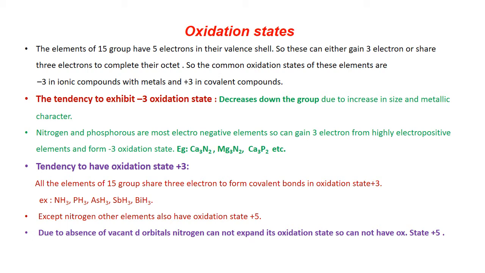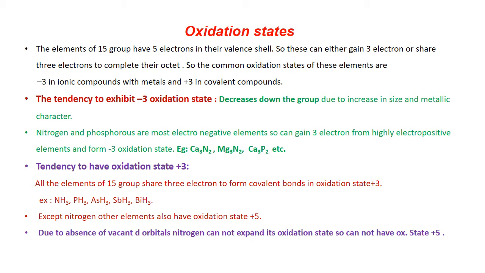Tendency to have oxidation state +3. All the elements of group 15 have 3 electrons to form covalent bonds, so the oxidation state is +3. Examples: ammonia, phosphine, arsine, stibine and bismuthine.